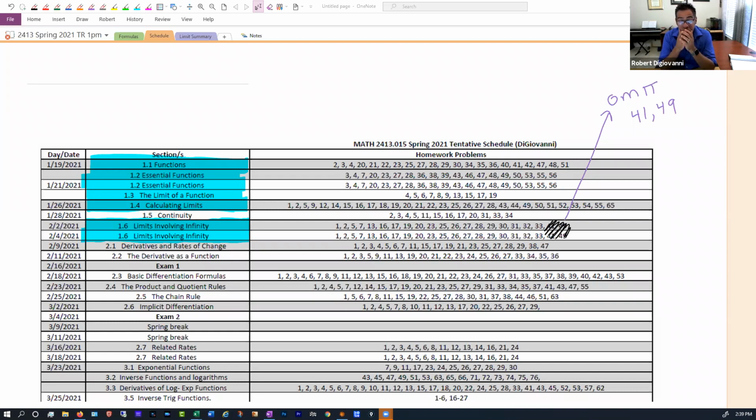Okay, so first things first, on our homework, you should now be able to do all of 1.6 homework. I would say omit number 41 and 49. Just don't worry about those. We're not going to cover that. We're not even going to mess with it. So just get rid of those. So you should be able to do everything up through 33 now.